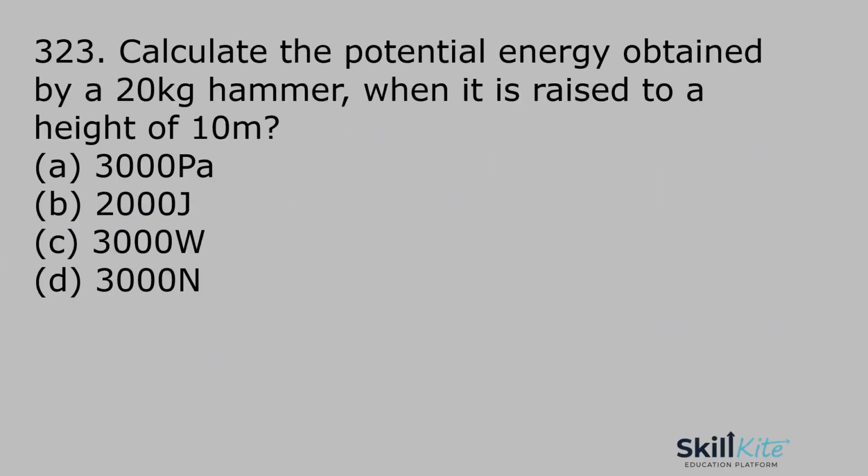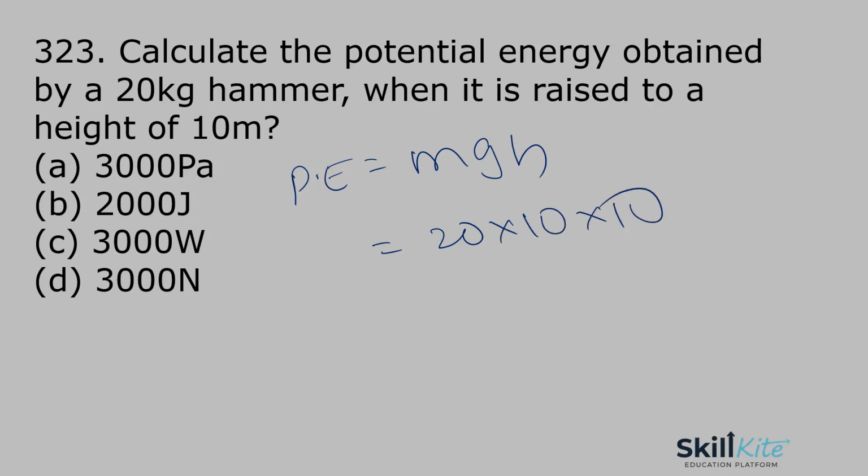క్యాల్కులేట్ ద పొటెన్షియల్ ఎనర్జీ obtained by a 20 kg hammer when it is raised to a height of 10 meter. ఓకే, సో ఇక్కడ g 10 అనుకుందాం. ఓకే, సో పొటెన్షియల్ ఎనర్జీ ఈజ్ ఈక్వల్స్ టు mgh. ఓకే, మాస్ ఈజ్ 20, g is 10, h is 10. ఓకే, that is around 2000 joules. Okay, it is option B.